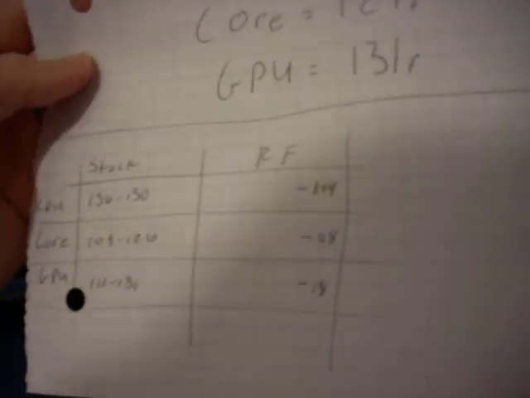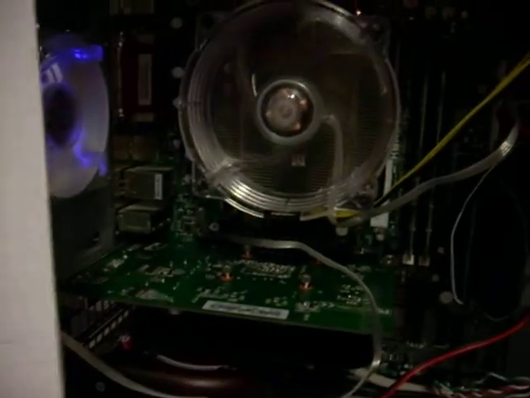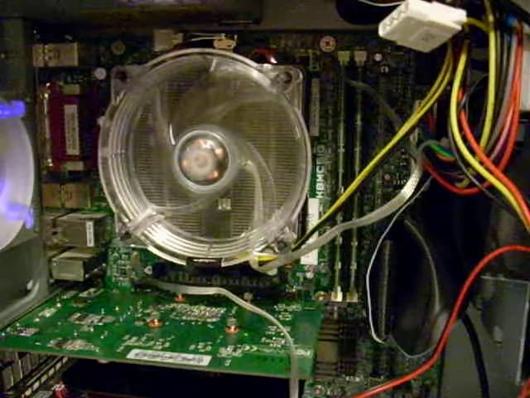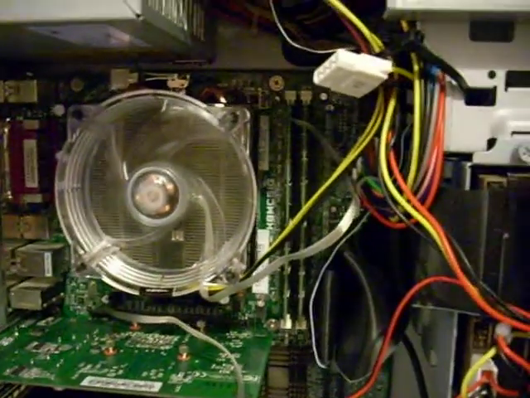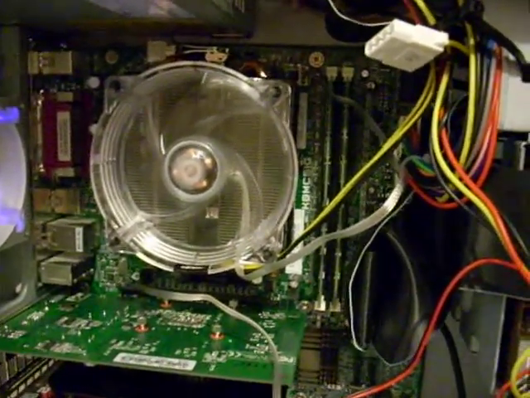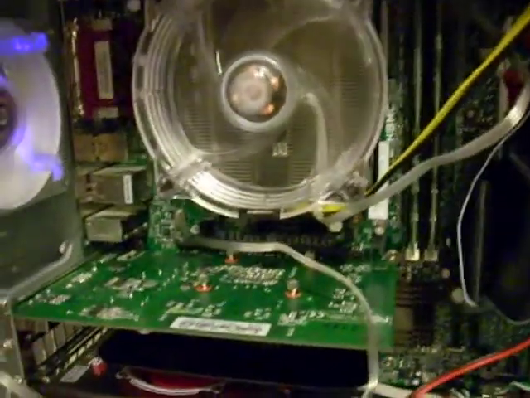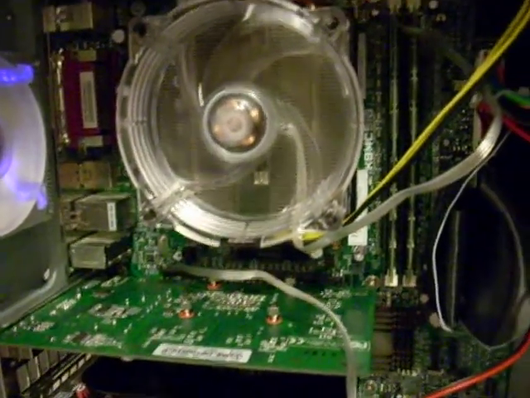Now the idle temperatures for the CPU have also gone down about 9 degrees, and have also gone down for the core as well. GPU, understandably, the idle temperature has not changed, nor has the running temperature changed, seeing as it is not really close enough to make that kind of effect.